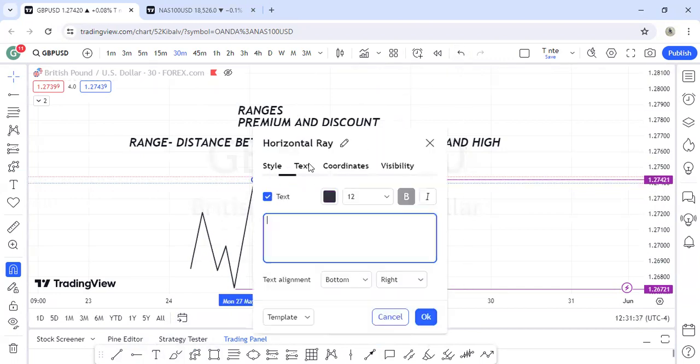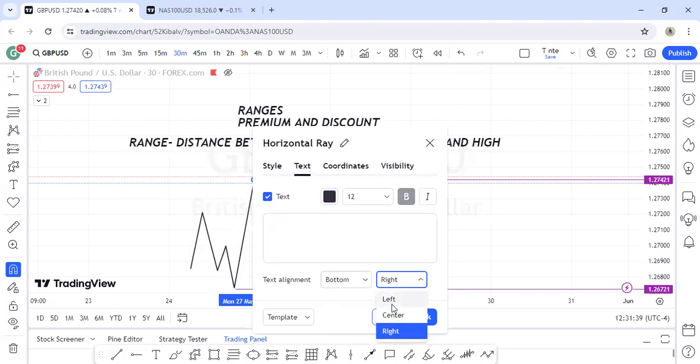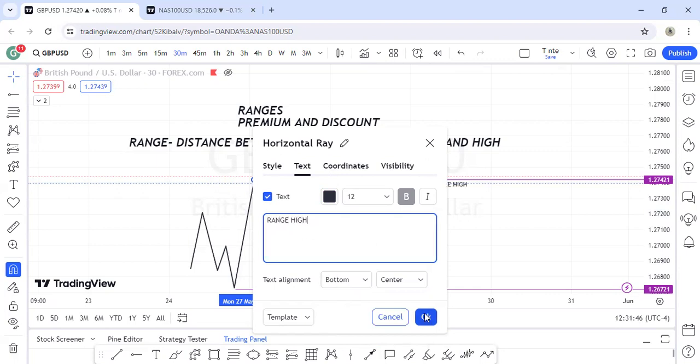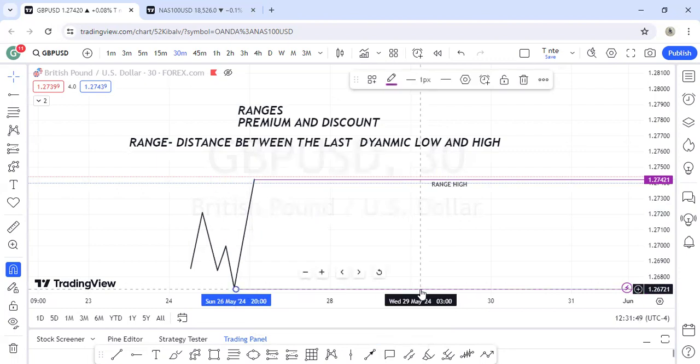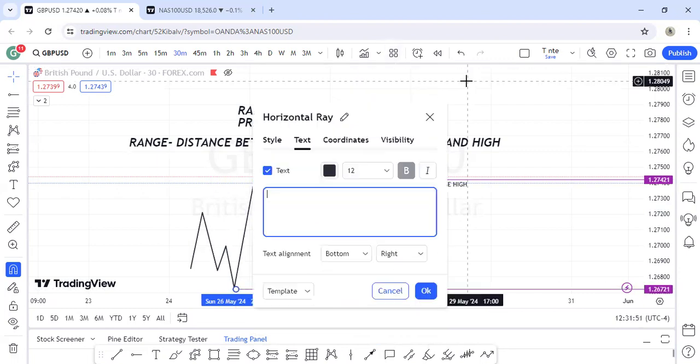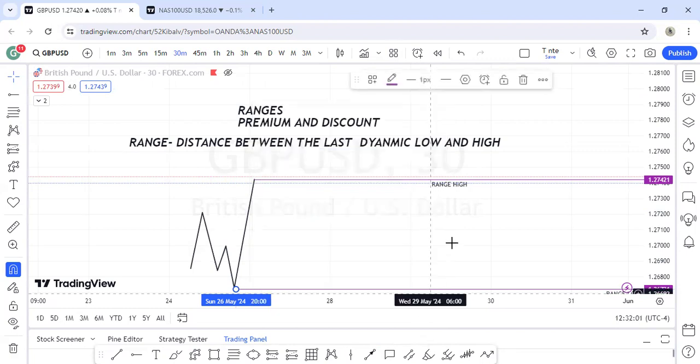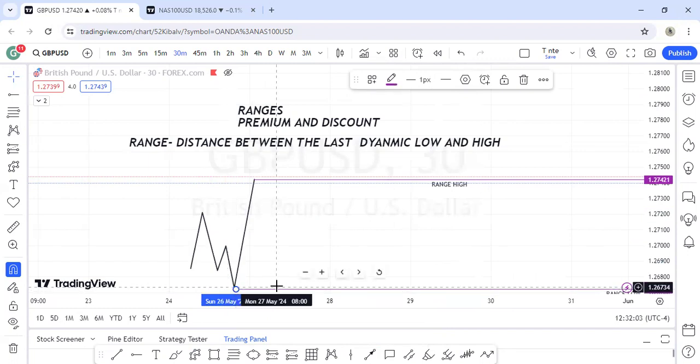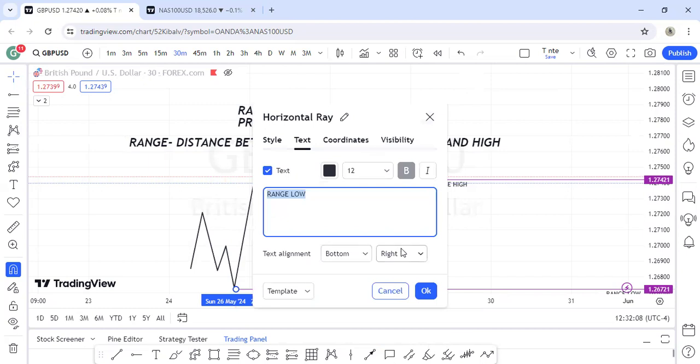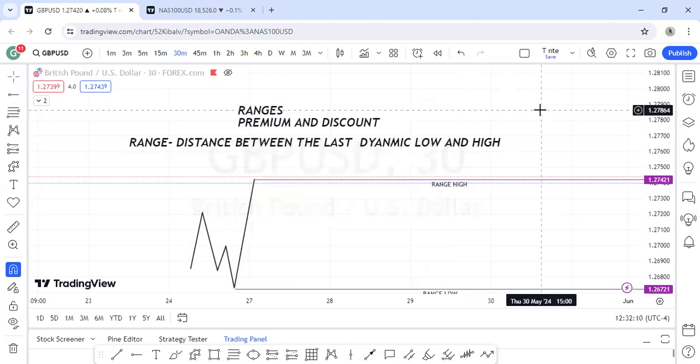You must type that in at the center. So I can say range high. All right, you have gotten your range high now. What is the next thing you have to do? You have to locate your range low. All these things will make sense very soon. So I have the range low. Now we have your range high and range low.